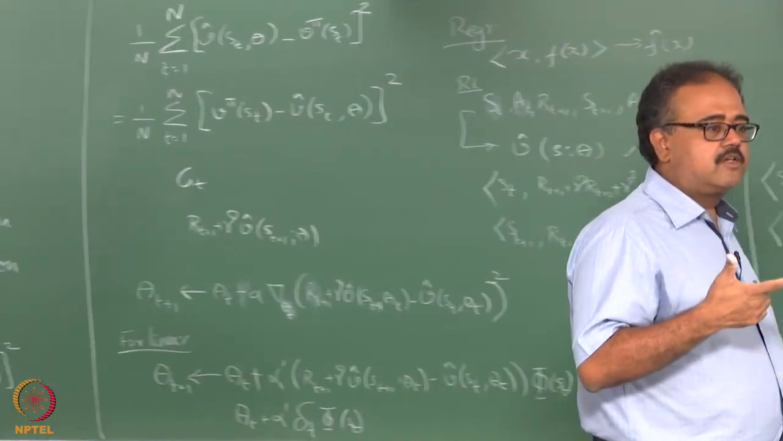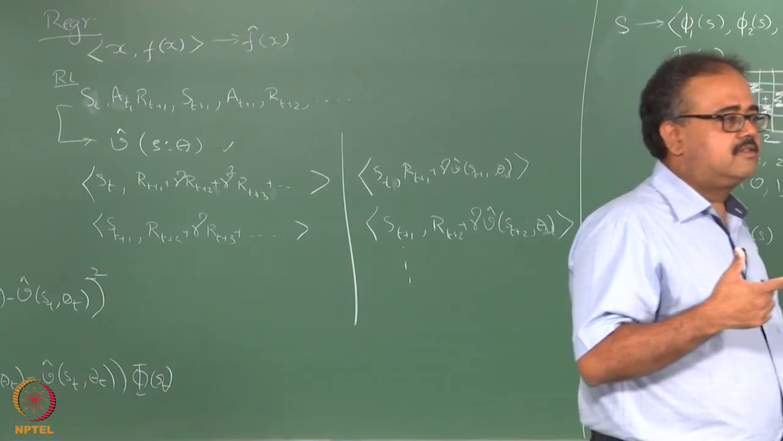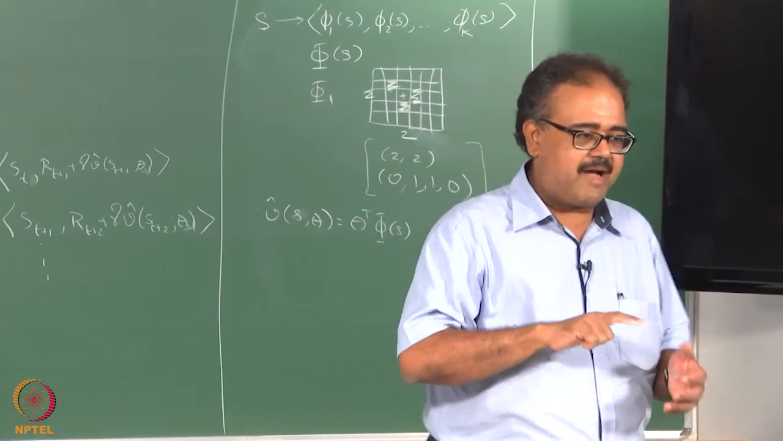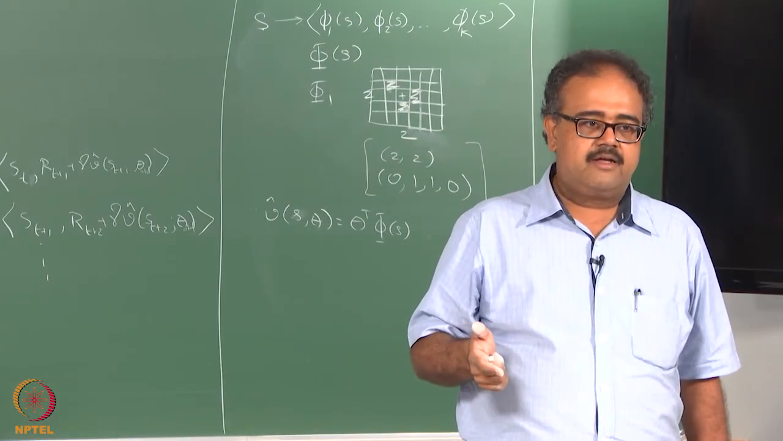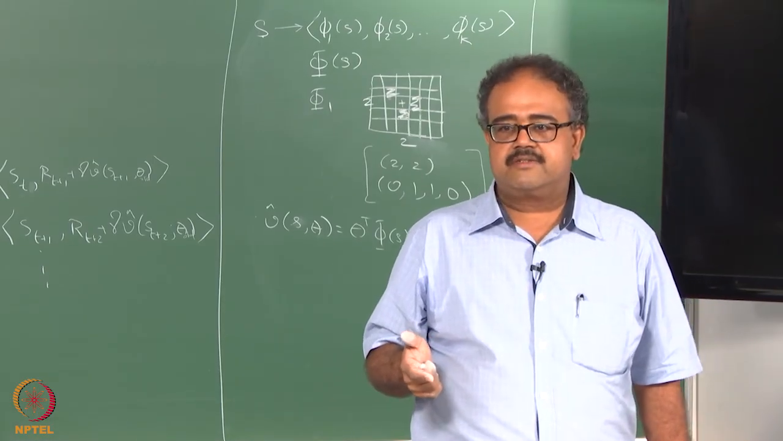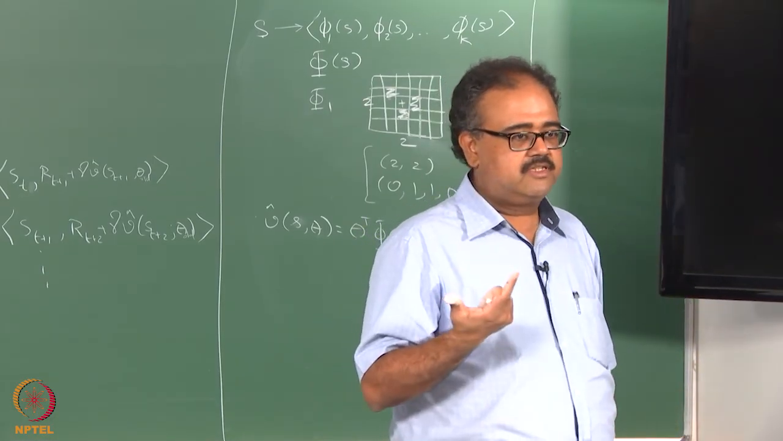The second thing is to talk about the use of eligibility traces, basically the backward view of TD lambda, when you are using function approximation. Okay, these are two things that we need to do next.